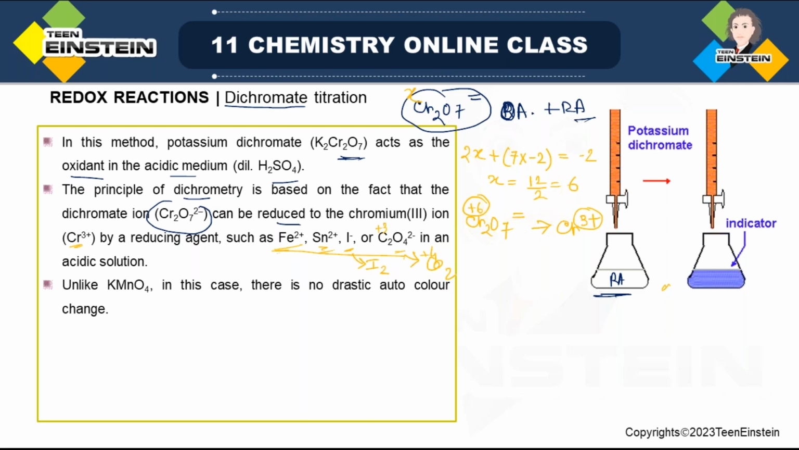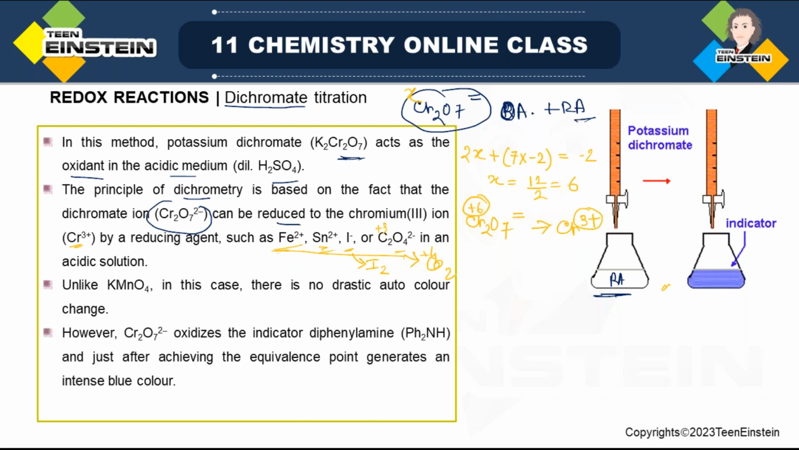But in case of Cr2O7, there is no such thing. So when Cr2O7 is converted to chromium 3+, there is no such color change. That is, you have to use some indicator. Extra indicator you have to use, not like KMnO4. You will be able to understand the color change. And normally, what indicator do we take? We take diphenylamine. So Cr2O7 2-, it oxidizes the indicator Ph2NH.